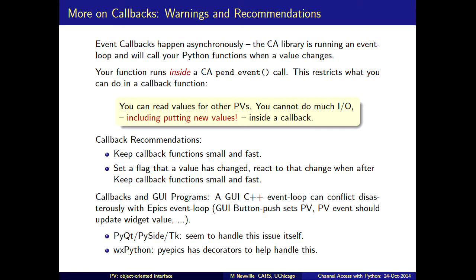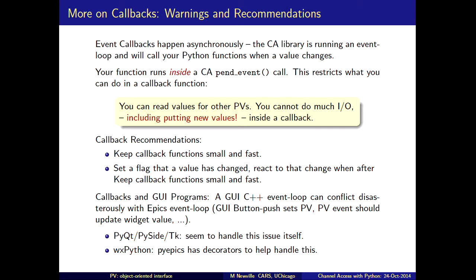This issue is especially profound, or can potentially be profound, in GUI codes, because there not only is channel access running an event loop, but the GUI is running an event loop. And those two event loops have to agree on when things are happening. So you may want to say, when this PV changes, I want this value on a screen to update. Or you might say, when I push this button, I want this motor to move. And for both of those, you have to be a little bit careful about what your callbacks can do.